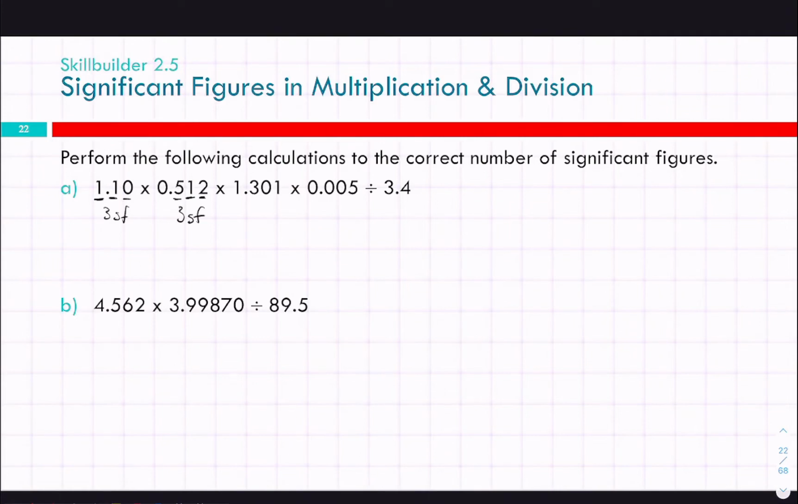1.301 is 4 sig figs. Got an interior 0 on that one. And then 0.005 is only 1 sig fig. And then 3.4, 2 sig figs. Right, so how many sig figs is our final answer going to have? 1. Yeah, just 1 because it's the smallest number of sig figs.